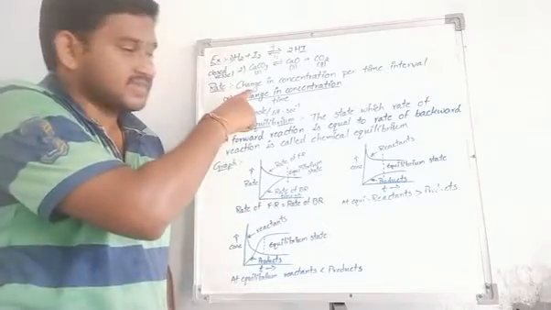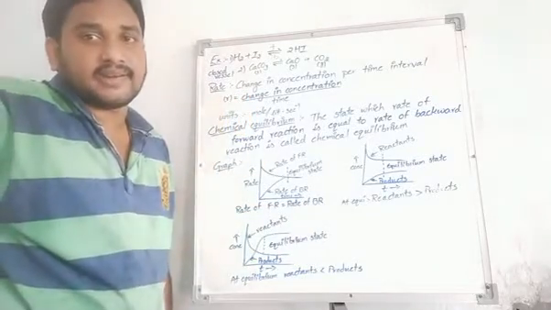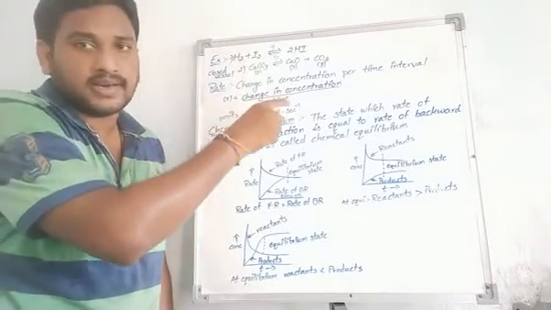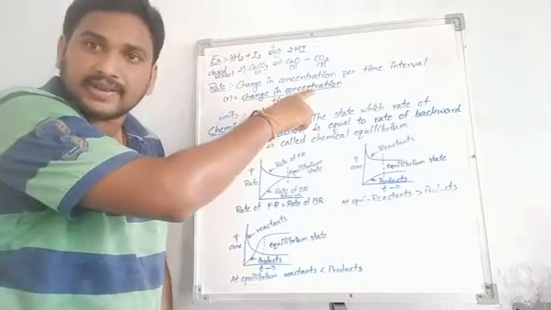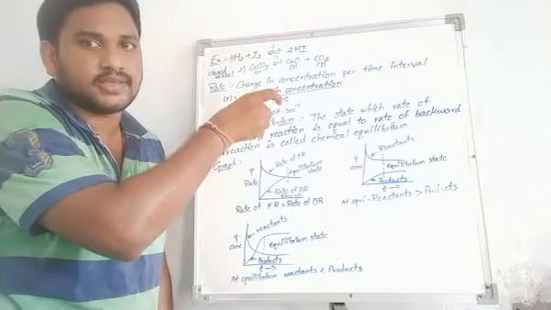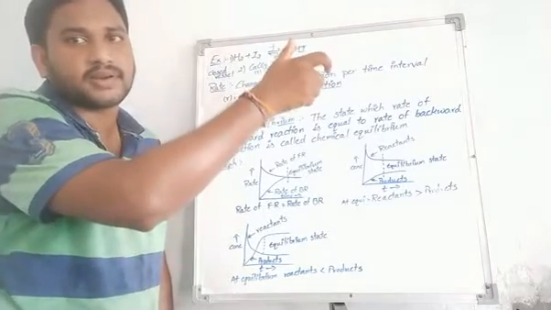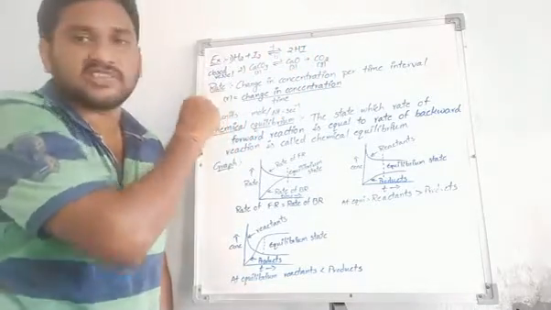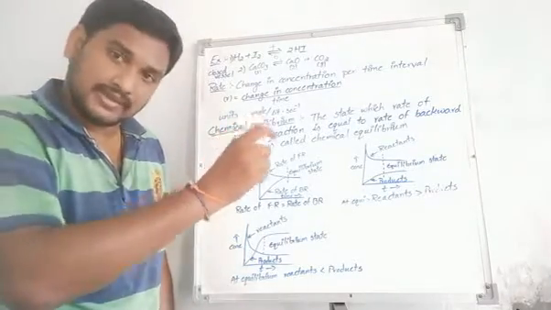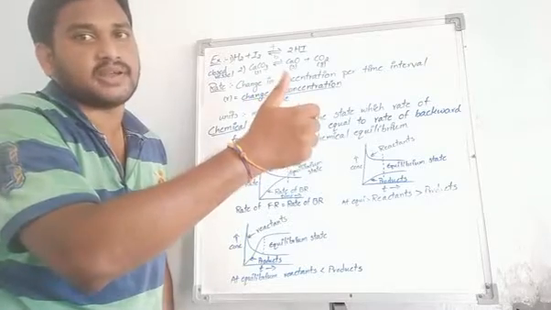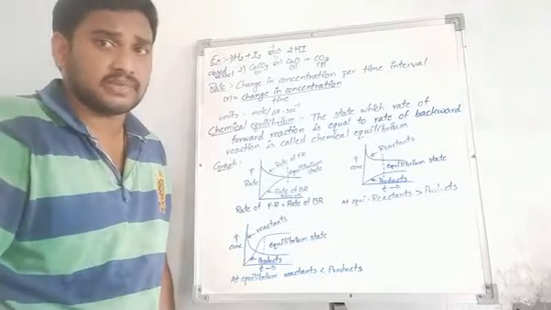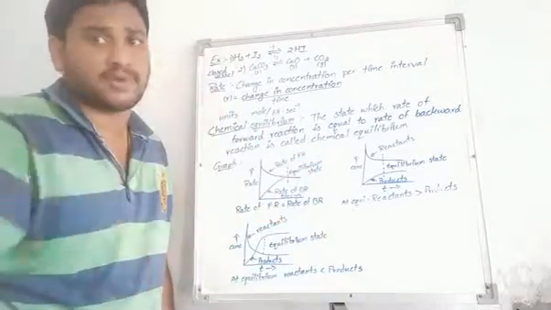Okay, based on the reactant, the definition of rate is the decrease in the concentration of reactant per time interval. Students, clear my point or not? The decrease in the concentration of reactant per time interval, that is the definition of rate. Based on the product, it is the increase in the concentration of product per time interval. Whichever you use, the definition can be based on the reactant or based on the product.